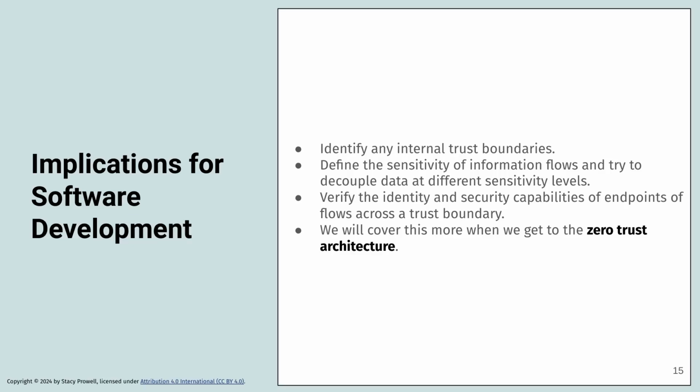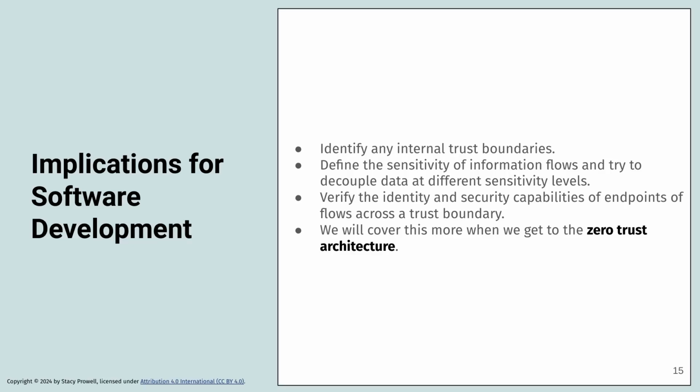Implications for software development, well, identify trust boundaries. Define the sensitivity of information flows. What do I mean by that, right? Well, information might be stuff that's not sensitive, that is perhaps just state information as the system runs. It might be information that is sensitive.